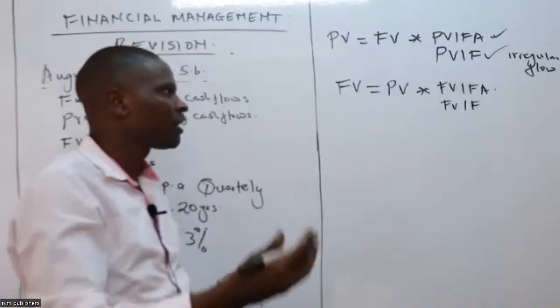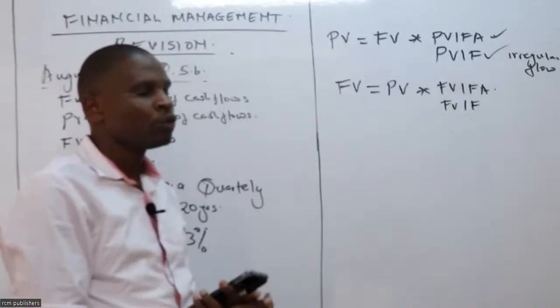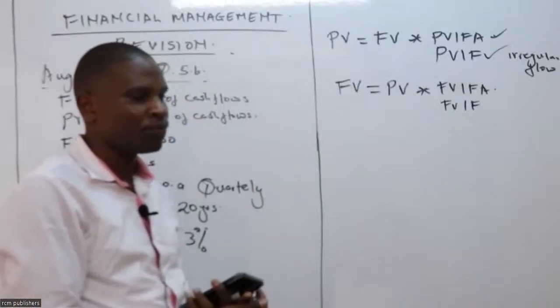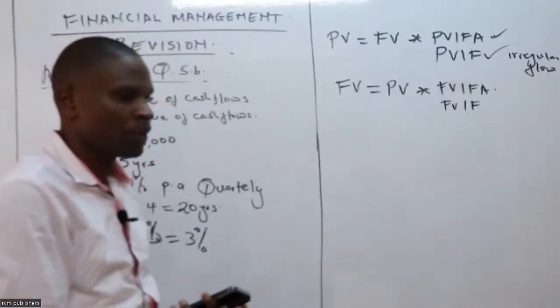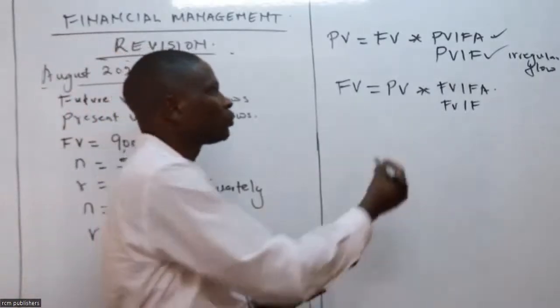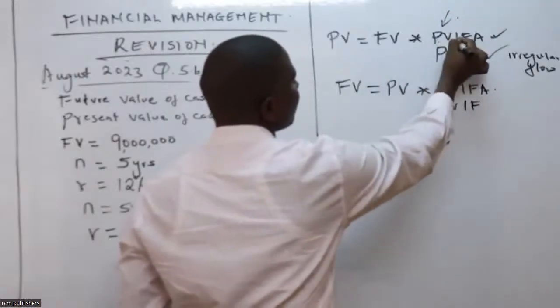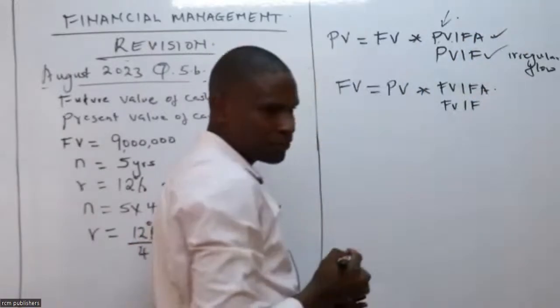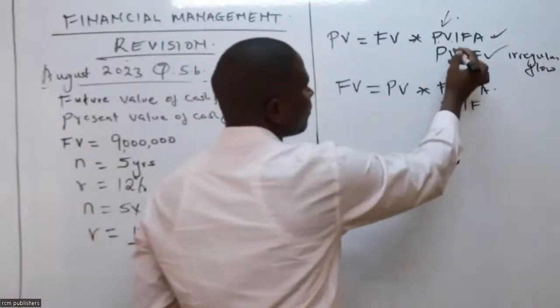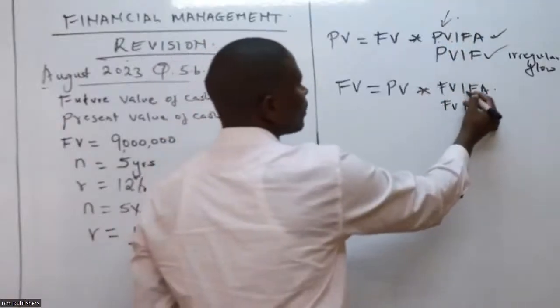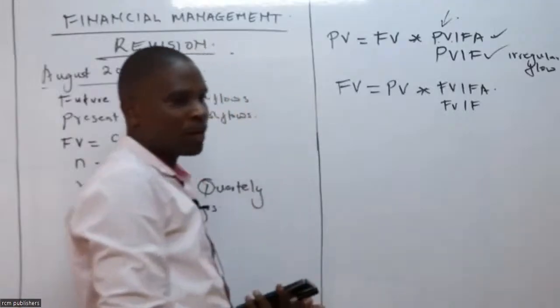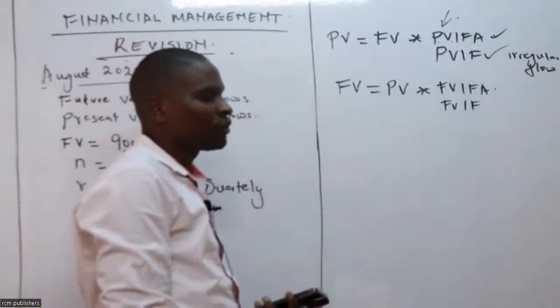Are we looking at a future value? Do we want to determine the future value of cash flow? Do we want to determine the present value? So you see, when we were looking at the present value, we used the PVFA, present value interest factor of annuity, and then we have present value interest factor. Here we have future value interest factor of annuity, and then we have future value interest factor.